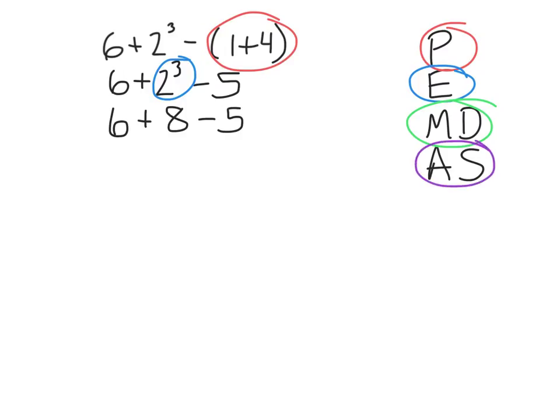Lastly, we get to add or subtract, and please again remember that this means you need to go from left to right. So our first thing that comes on the left is 6 plus 8. 6 plus 8 is 14. And then we subtract 14 minus 5, and we get 9.